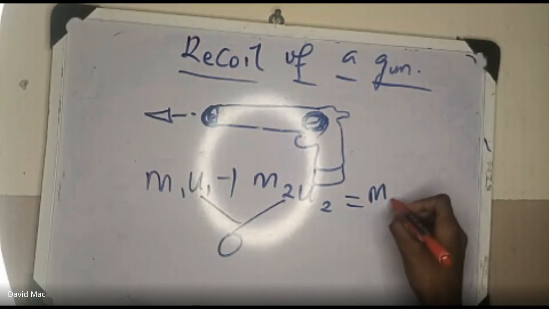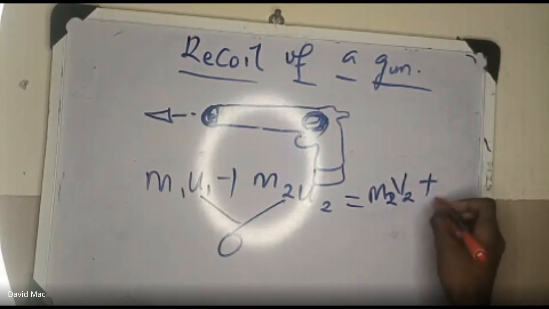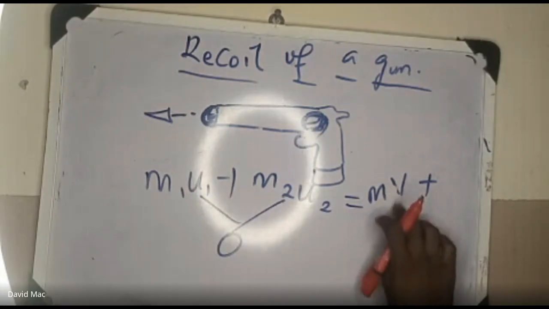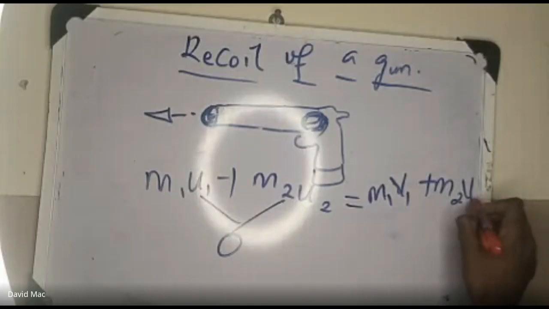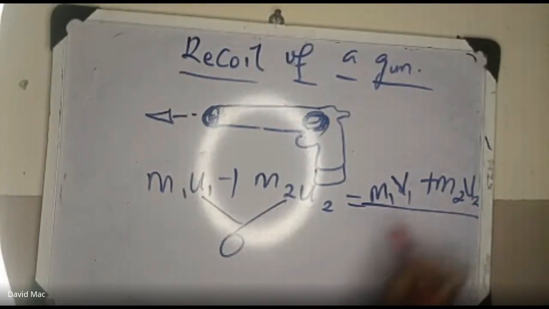So therefore, you will have your answer as M1V1 plus M2V2. You are using this formula to calculate the recoil of the gun. It's very, very simple. Remember, the initial momentum of the gun and the bullet is always zero. What you are now solving is the final momentum of the gun and bullet. That's what we call recoil of a gun, and they both move in opposite directions.